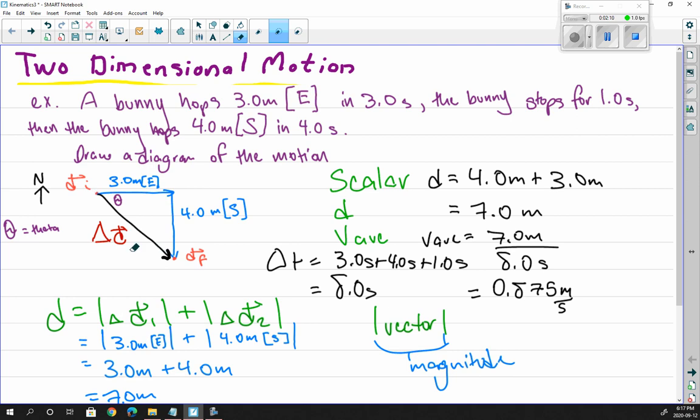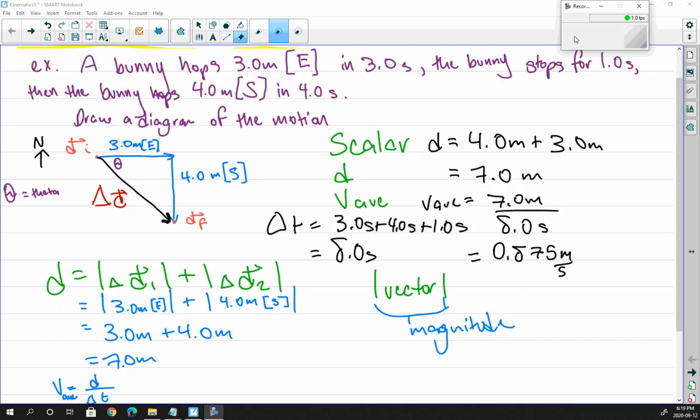Now, when we're showing direction, a lot of times it's useful to use an angle. And the angle would be right in here between the 3 meters east and the displacement. And the letter that they usually use is the Greek letter theta. Now, there are some things that we want to calculate here. What we want to calculate is the distance, d, that the object traveled, the bunny rabbit hopping, and the average speed.